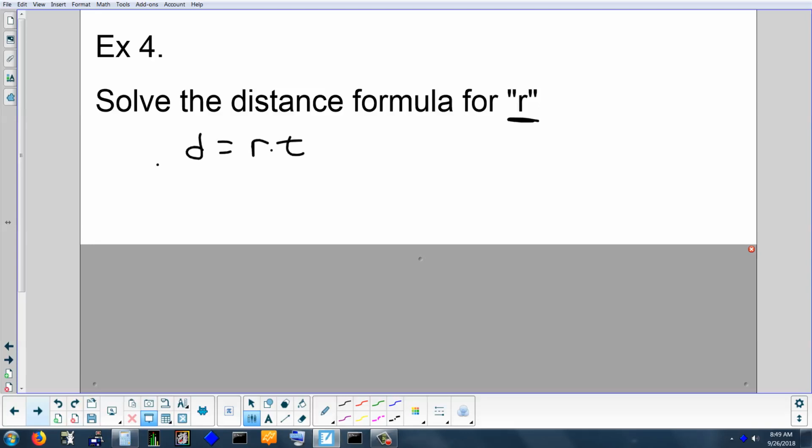What would you divide each side by? T. Perfect. We're going to divide by T. T's are gone. And now the only thing on the right-hand side is R. And Nate, what's on the left side right now? D divided by T. There you go.